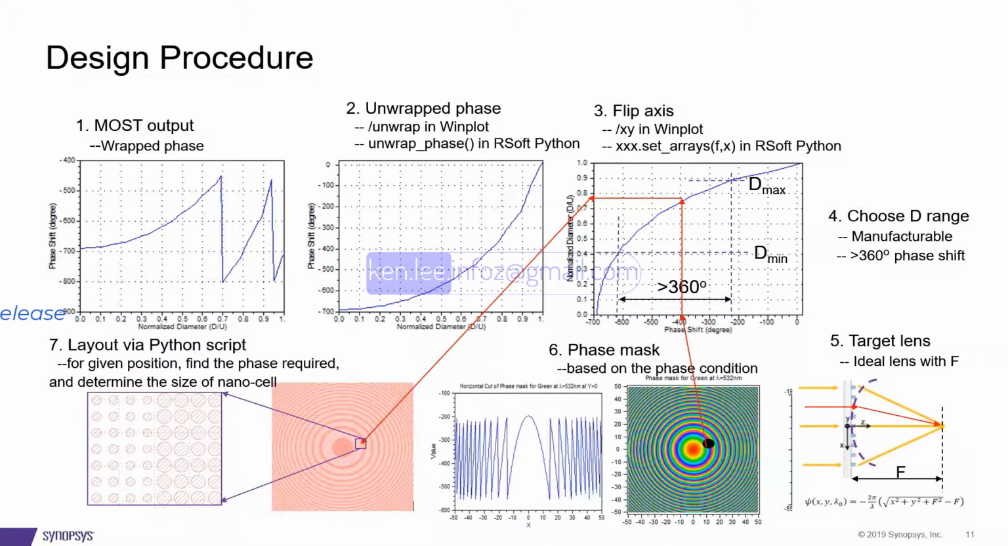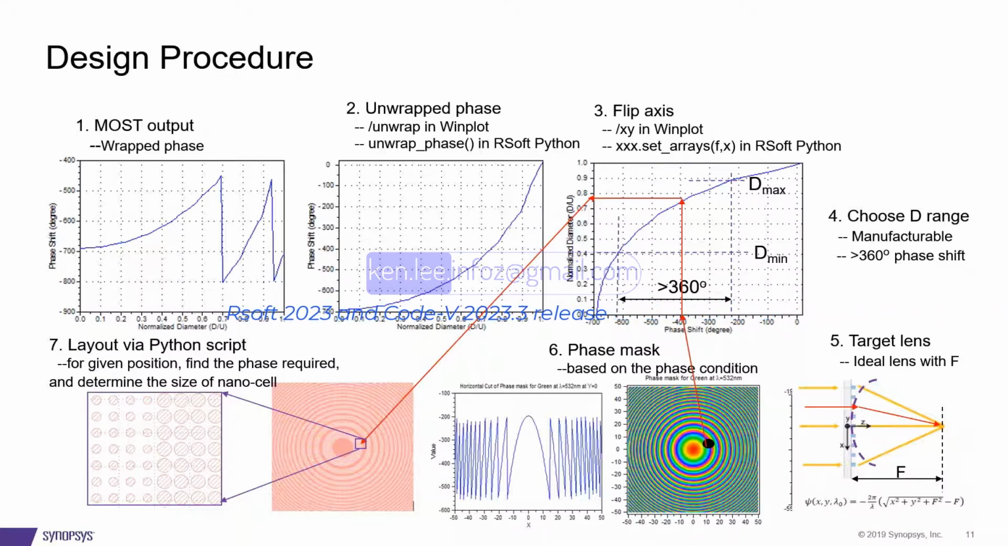Now let's talk about the metalens design procedure we propose. For this, we will explain step by step. In step number 1, we obtain a phase shift curve for a certain wavelength by using a MOST scan of the size of the nanocell. So for those asking, the actual size of the nanocell is the diameter of the pillar. After this, we normalize this result by the lattice constant.